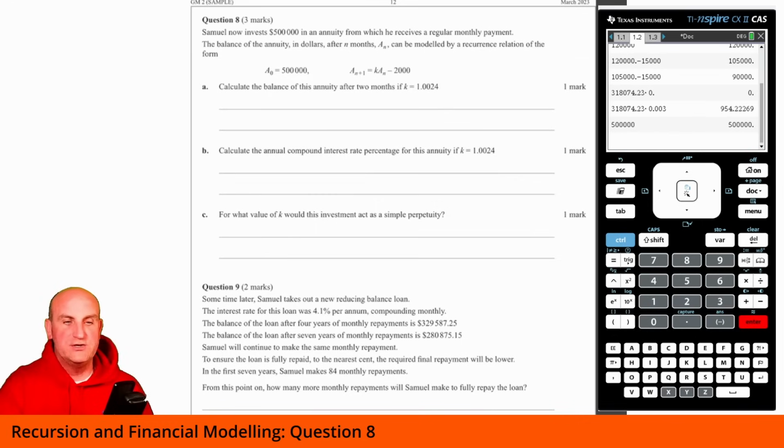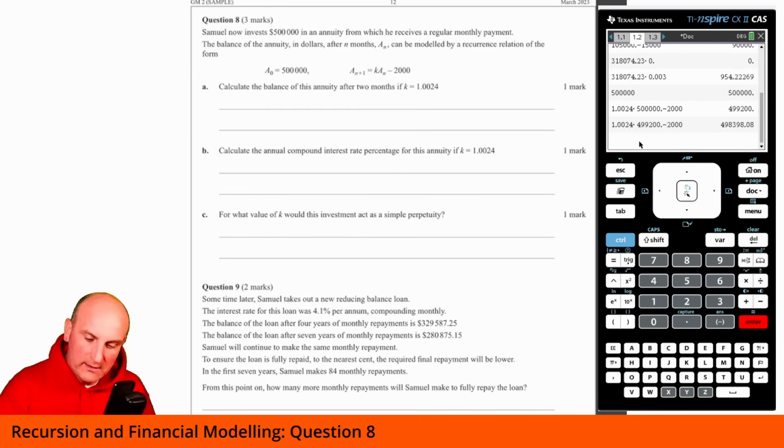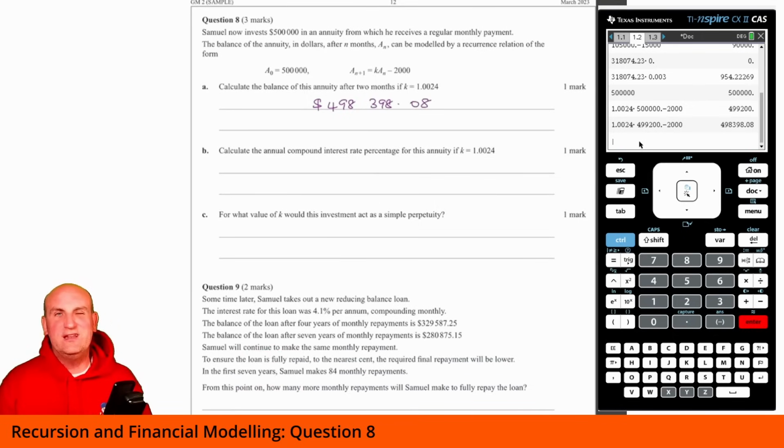And again, it's a recurrence relationship, so anywhere I see A_N or V_N or P_N, I can put my ANS. So I'm now going to do 1.0024 times my ANS, my previous answer. So let's do control minus. And we're going to minus 2,123. And there we go. What comes out? Calculate balance after 2 months. Oh, that was silly. If I press enter again, is that going to do it? Oh, it did. There you go. I've forgotten I put answer. So at the end of my second month, I'm going to end up by reading that off as 498,398.08. So again, using that functionality in my calculator, I think is a bit of a given.